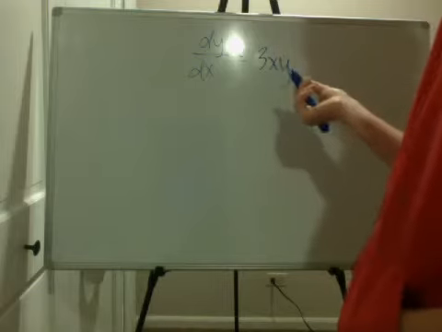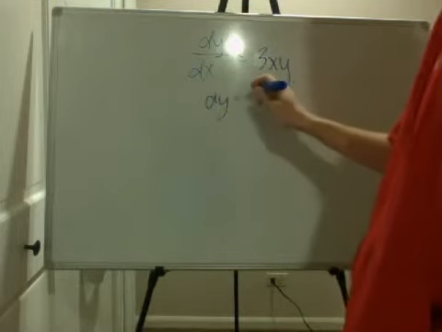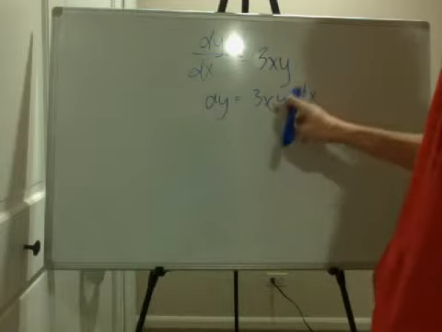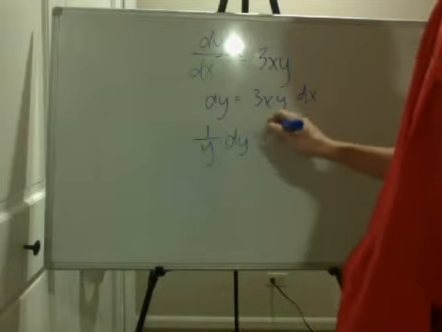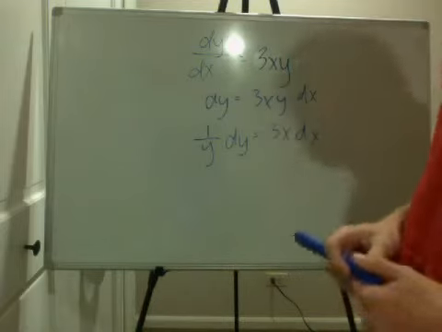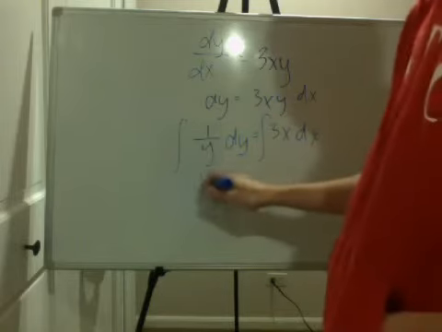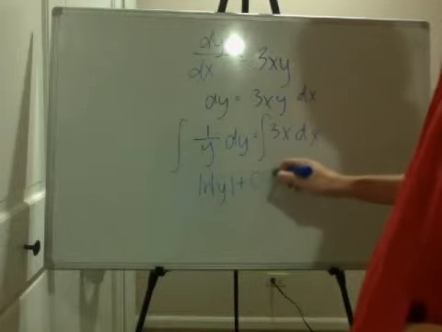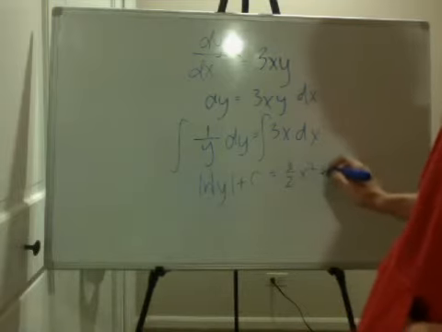And so in this case, we would multiply over the dx, so you get dy equals 3xy dx, and then we can divide the y over, so you get 1 over y dy equals 3x dx. And now that they are on their own side with their own variables, you can go ahead and take the antiderivative of both sides, and you'll get ln |y| plus c equals 3 over 2 x squared plus c.